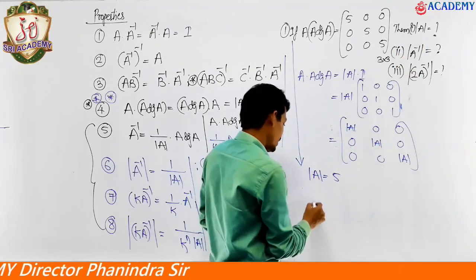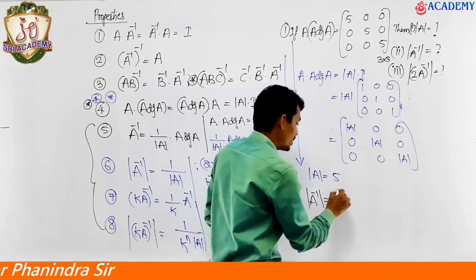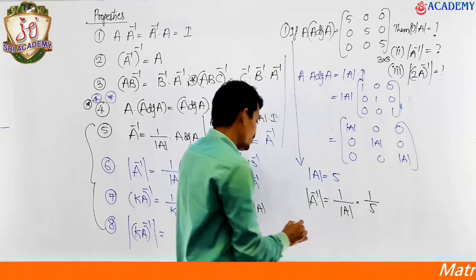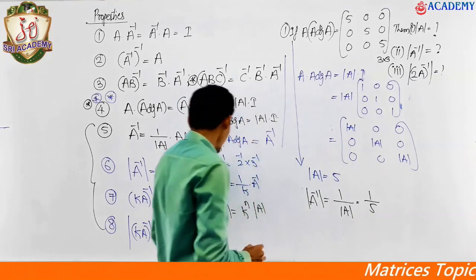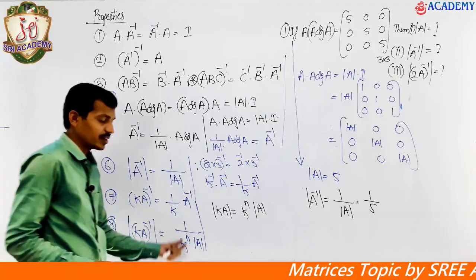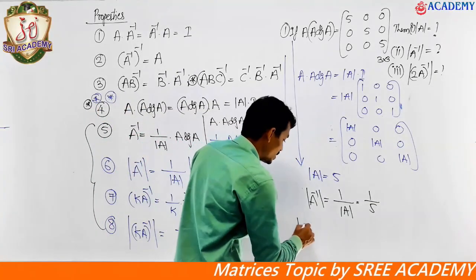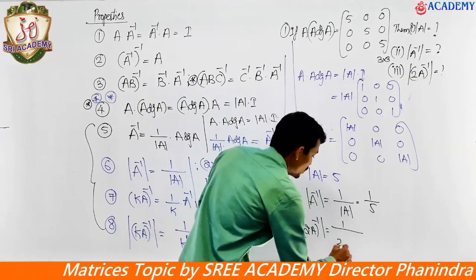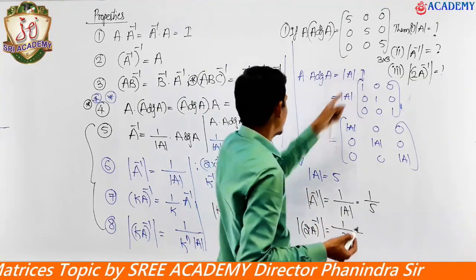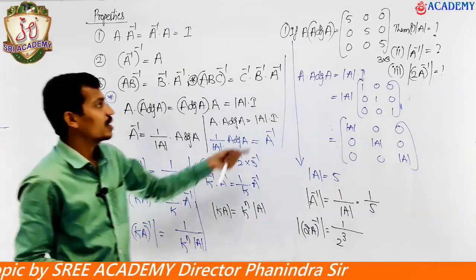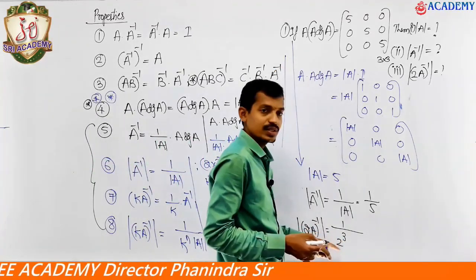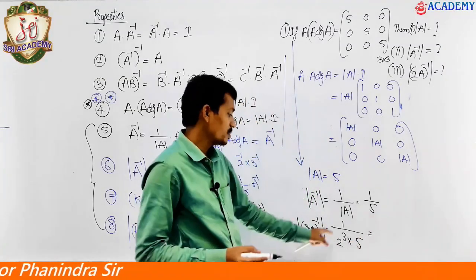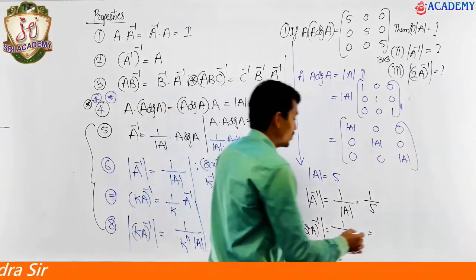If you know the determinant of A, we can say the determinant of the inverse matrix is going to be 1 by determinant of A, that is 1 by 5. Also, the determinant of kA whole inverse is 1 by k power n into determinant of A. So the determinant of 2A whole inverse equals 1 by 2 power n, where n means the order. Here the matrix order is 3, so it is 2 cube into determinant of A, that is 5. 2 cube equals 8, 8 into 5 is 40, so the answer is 1 by 40.